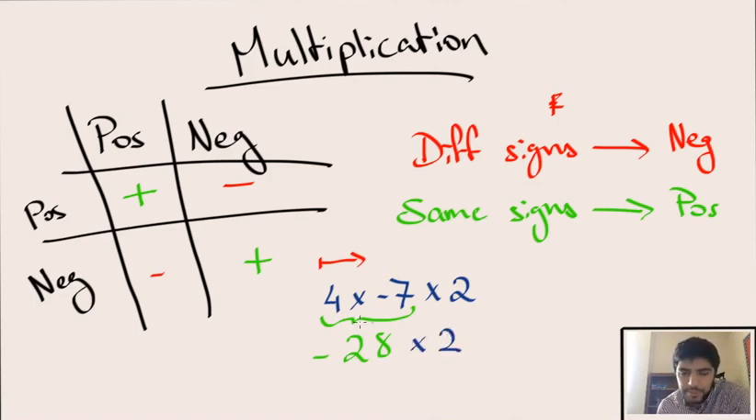Now we repeat the same process. This is a negative number multiplied by a positive number. So we know that the answer is negative. And then 28 times 2 is 56. So this is our final answer. Let's do a couple more examples.